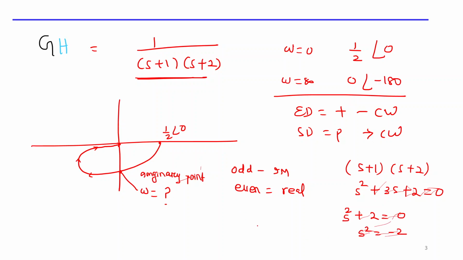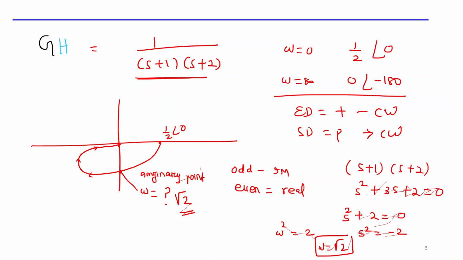S square is nothing but your (j omega) square. It means minus omega square equal to minus 2. So omega square equal to 2, which means omega equal to root 2. So this is the value of omega at this point, root 2. You understand how I solve this question?